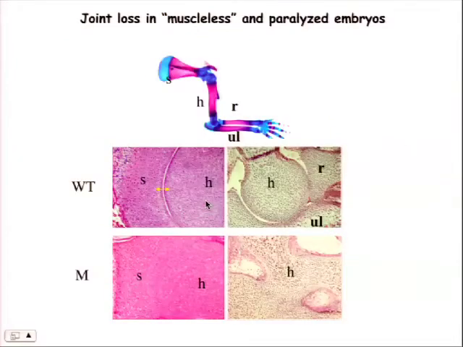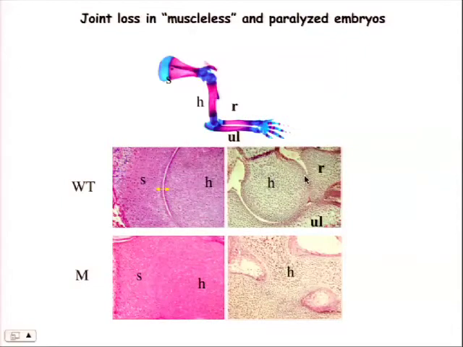So if we are talking about joint problems, a few years ago, we were interested in understanding the contribution of embryonic movement to joint formation. We collected a group of mutated mice that either didn't have muscle development or were paralyzed. And a quick histological observation revealed that basically they lost their joints.